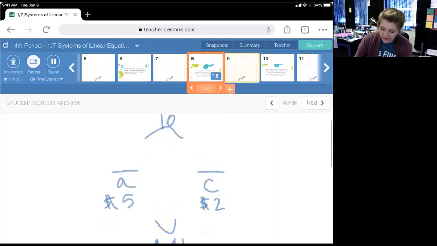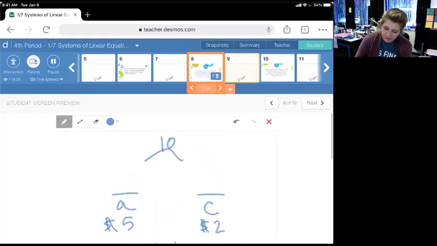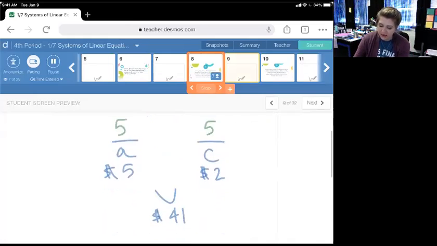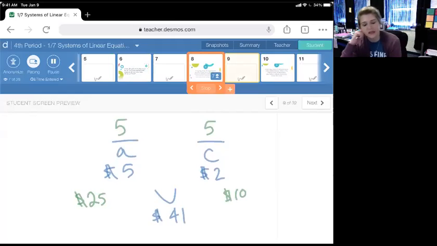Now we can try 5 and 5. If you were to try 5 and 5, it would look kind of like this, because 5 plus 5 is going to give us 10. So that's the easiest one to figure out. Now, 5 times 5 is going to end up being $25. And 5 times 2 is going to end up being $10. So $25 plus $10 is not going to give me $41. So I wouldn't put 5 adult tickets because that's not going to match.